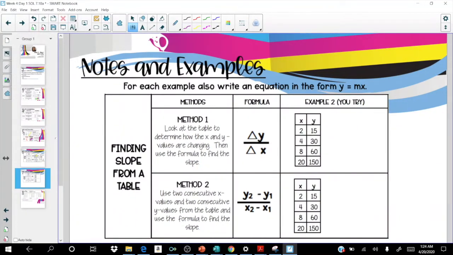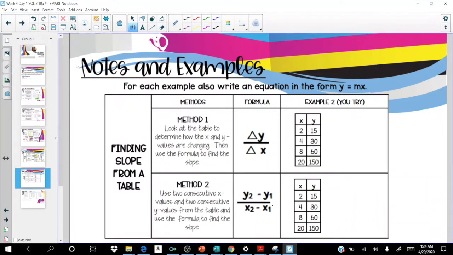All right, so at this point, you are going to attempt to solve these two problems on your own. Take about 5 to 6 minutes to solve them. You're going to pause the video and then you're going to hit play when you're done so we can go over them together. Okay? So, once again, we're going to use the two different methods to solve the examples.